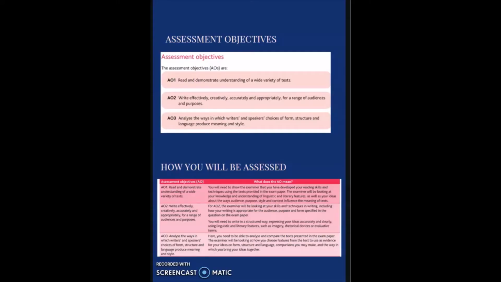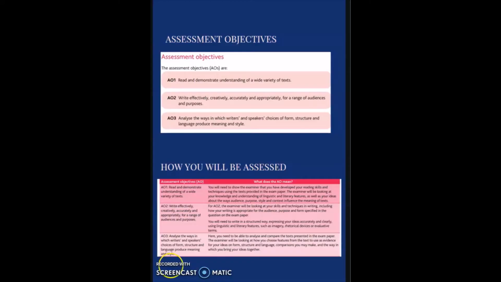It means now you are ready, you are prepared for the next level. That when you read, you must write too. Then you are telling your examiner that you're competent with using different literary features such as imagery, rhetorical devices, or some of the evaluative terms. So in your writing, you are telling your examiner that you are good at both reading and writing.